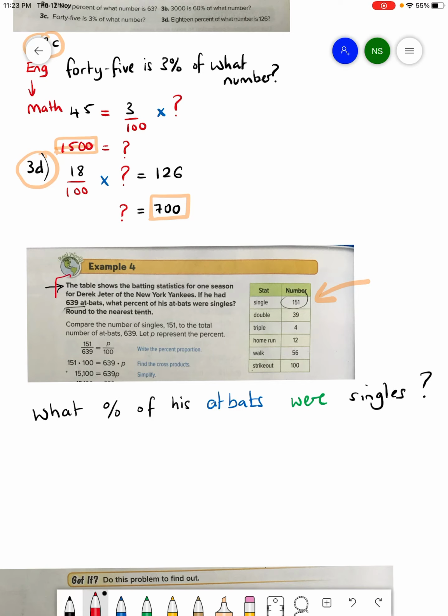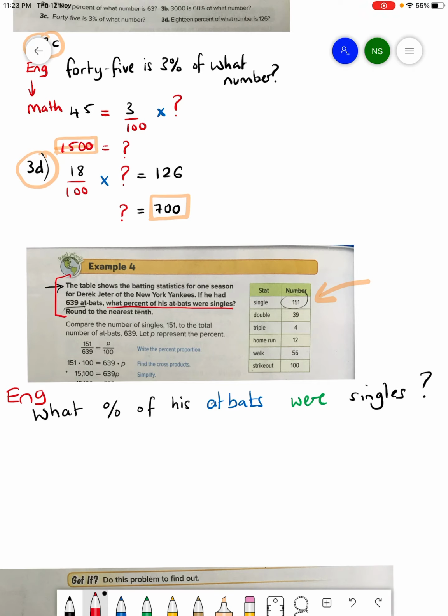Girls, I don't understand a word of that either. I don't know anything about New York Yankees or Derek Jeter or at-bats or singles. Doesn't matter. Let's break the question down and make it from English to maths. That's all we're interested in. Here we go. The question starts from here: what percentage of his at-bats were singles? So I've written it here. Here's your English: what percentage of his at-bats were singles?